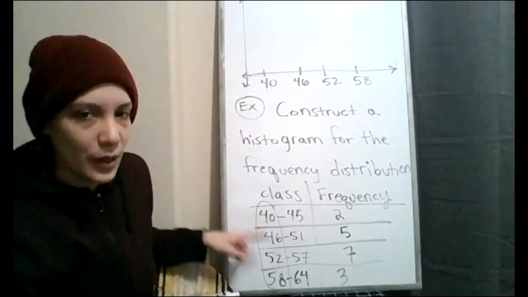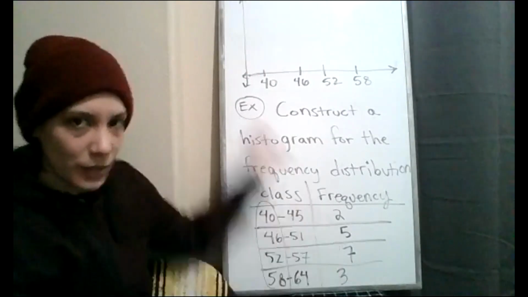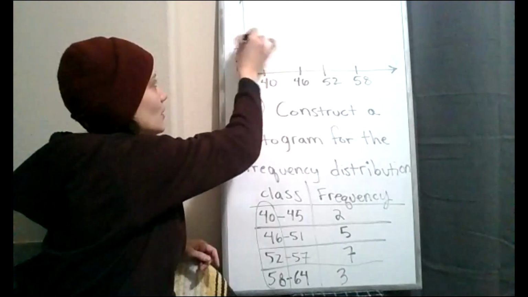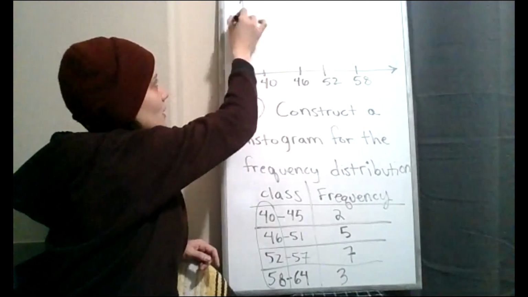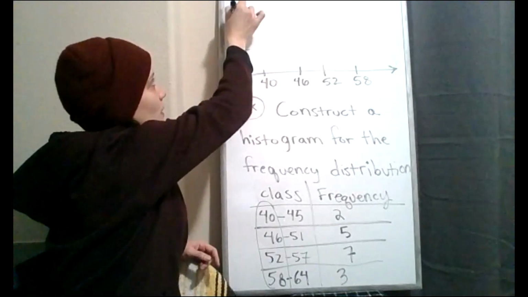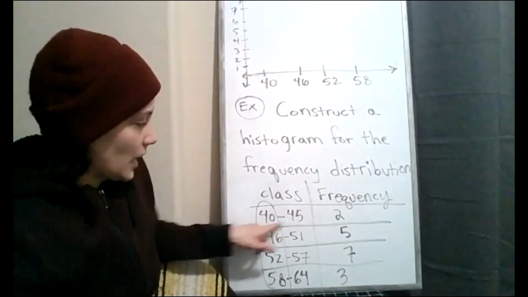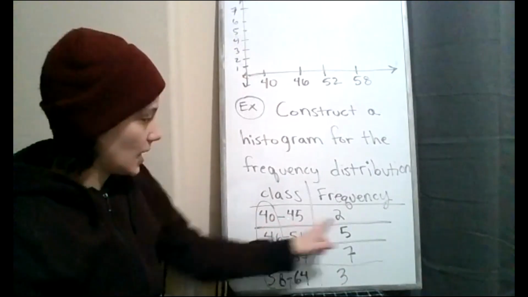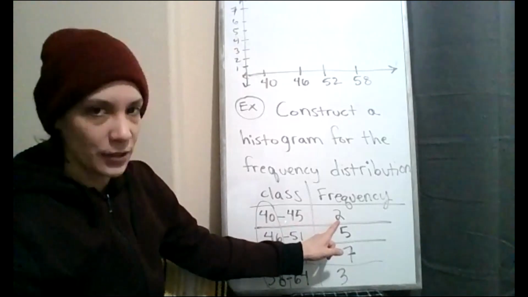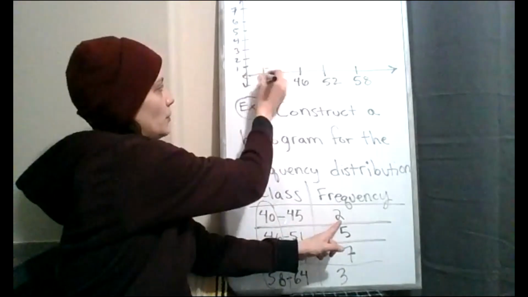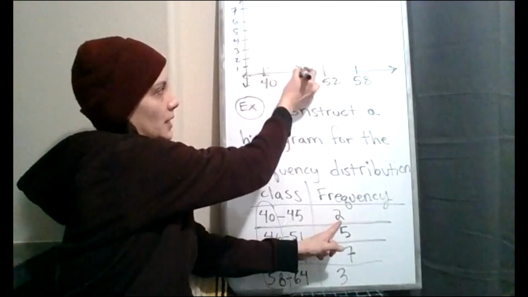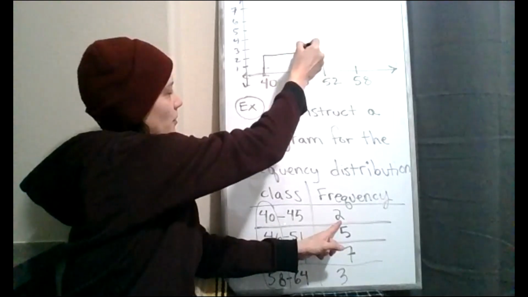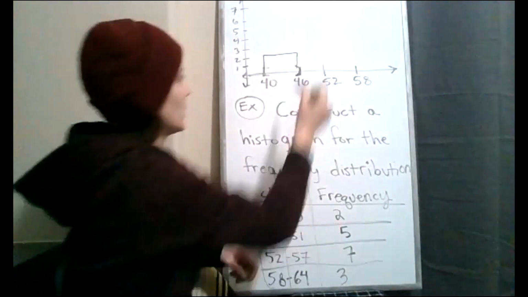I need, again, 7 is the largest number, so let's get that at the top. 1, 2, 3, 4, 5, 6. Okay, the first class goes from 40 up to 46, and has a height of 2. So it kind of looks like you include 40, but you get really close to 46 and don't include 46, and that's where your histogram bar is, I guess.